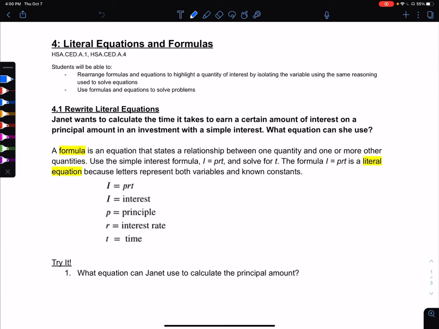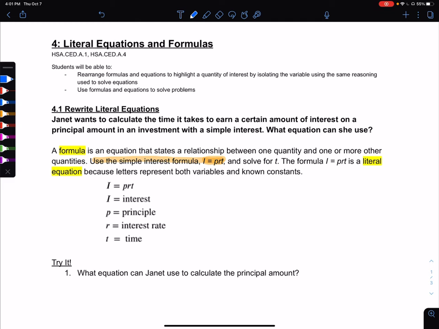So here, they give us a description. They tell us a formula is an equation that states a relationship between one quantity and one or more other quantities. So in this case, we're talking about simple interest. So we can use the simple interest formula, I equals PRT, and we could solve for T because Janet's trying to calculate the time. We don't actually have numbers we're going to plug in here. We're just looking to isolate specific variables that we might be looking to solve for later on. It will make it easier once you have the numbers that you need.